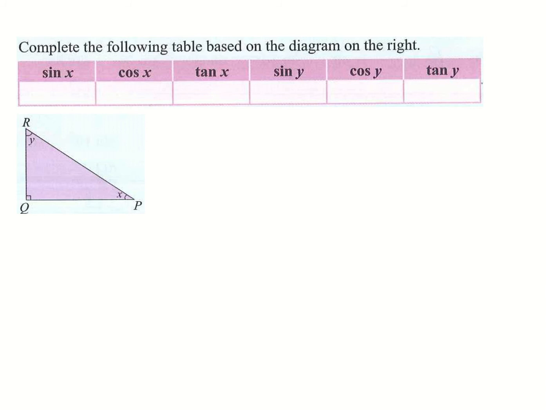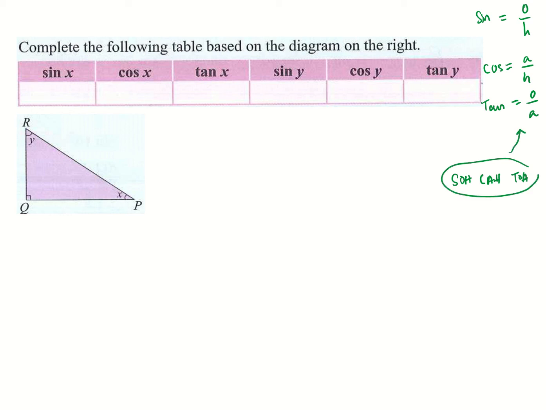Basically, my advice is before we do the trigonometry part, let's write out all the formulas. We know that sin is SOH, CAH, TOA. So you can put sin equals opposite over hypotenuse, cos equals adjacent over hypotenuse, tangent equals opposite over adjacent. So, sin x, first example.